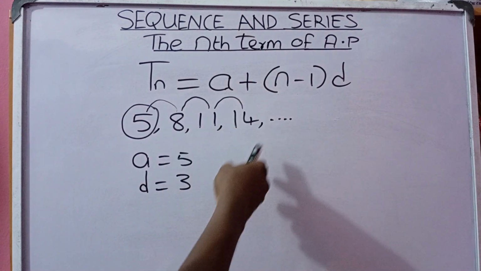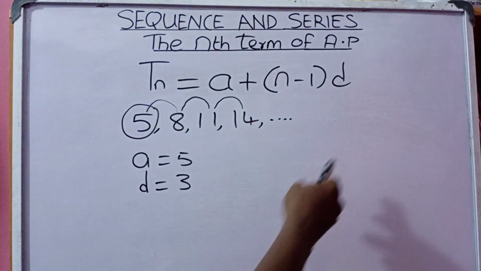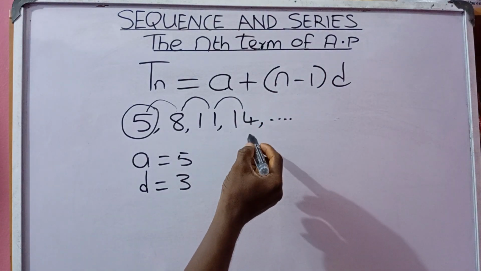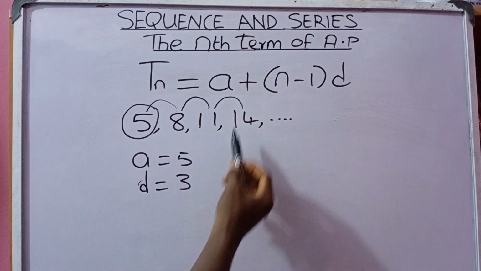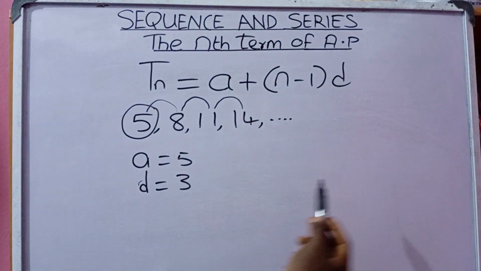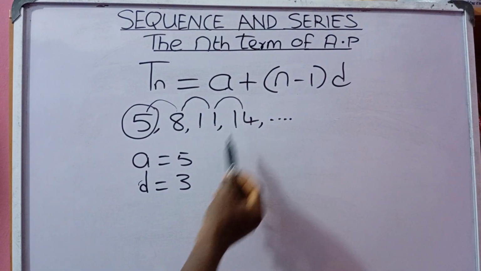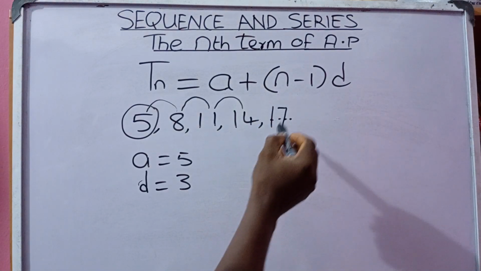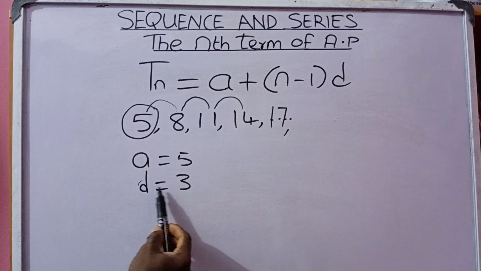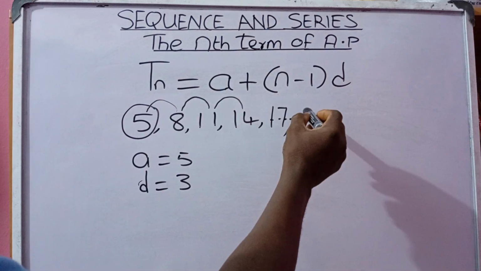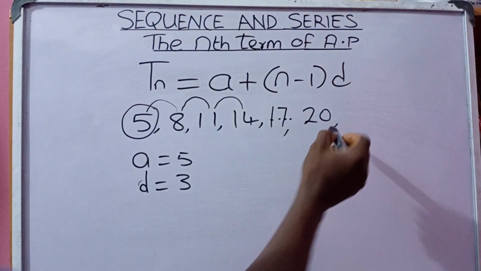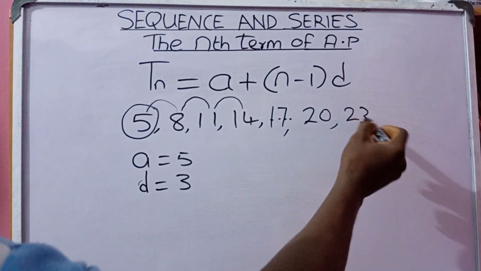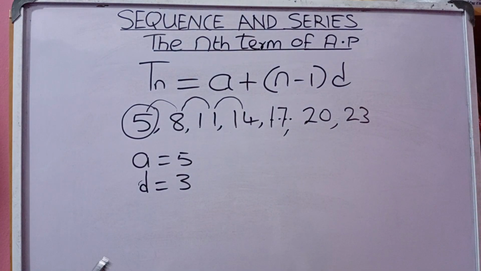And with this common difference, we can determine the subsequent terms. Say, for example, I want to get the fifth term. I'll be adding the common difference to get the subsequent terms. That is to say, 14 plus common difference 3 will give us 17. Then we'll continue in that order. 17 plus common difference 3 will give us 20. 20 plus common difference 3 will give us 23. And this is how it continues ad infinitum.